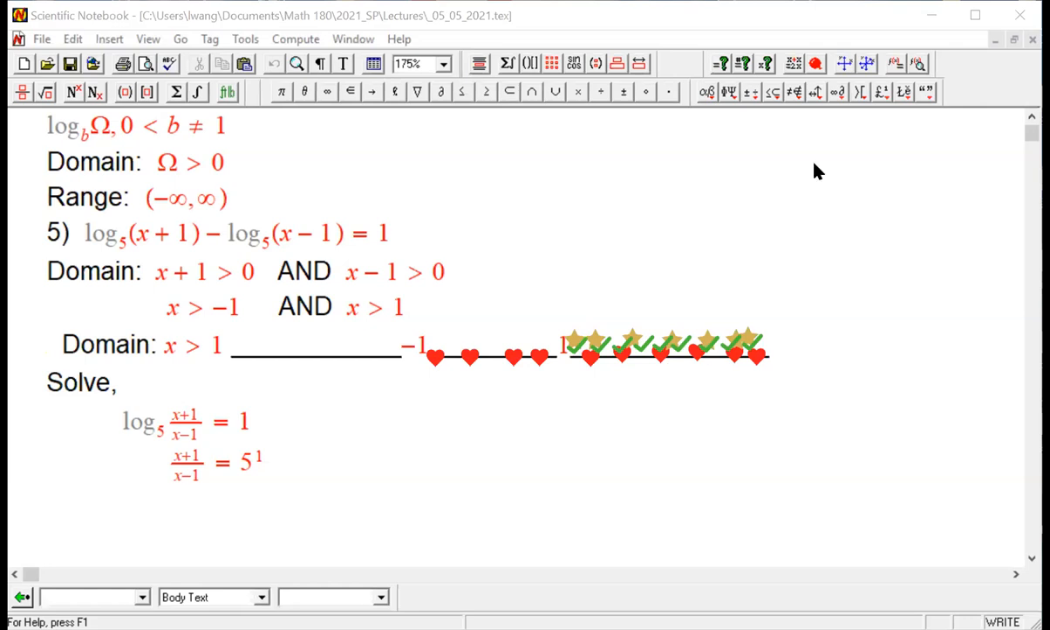Okay, so that's the domain. The domain must be greater than one. Everything we do is operated in the domain. Everything we do, we operate in the domain. So that's why at the end, we need to have a domain check.